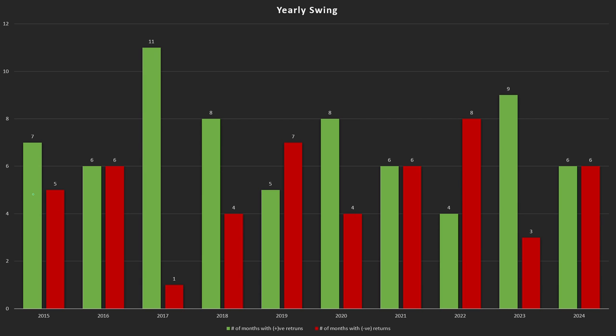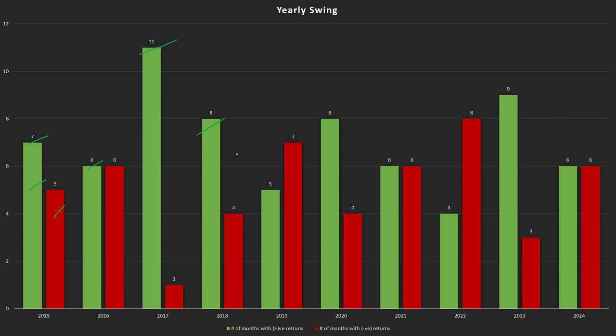In this graph, these green bars show the number of months with positive returns in each year, and the red bars show the number of months with negative returns. So in 2015, 7 months gave positive returns. In 2016, only 6 gave positive returns. 2017 seems to be a very good year for this sector with 11 months giving positive returns. 2018, 8 months gave positive returns.